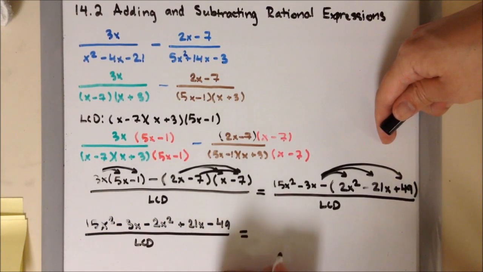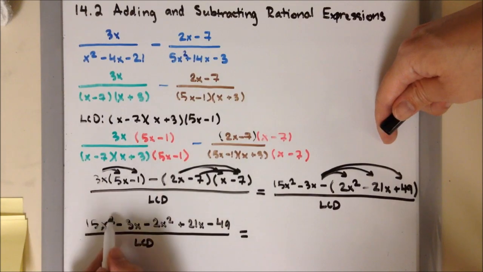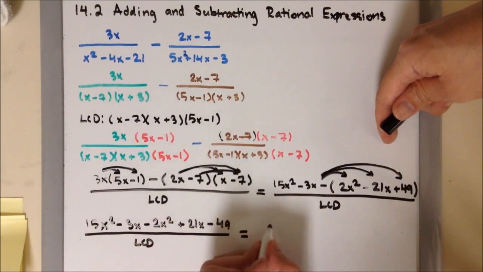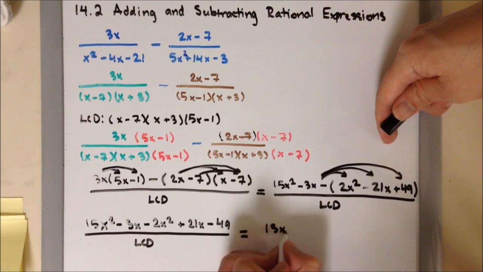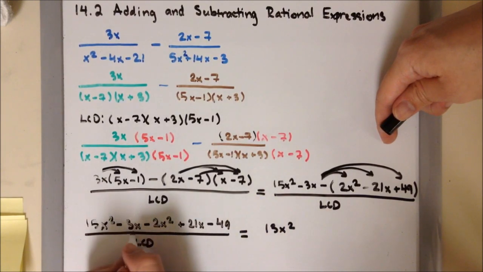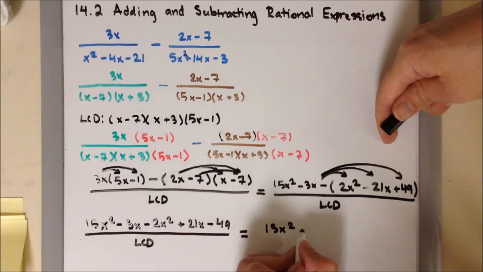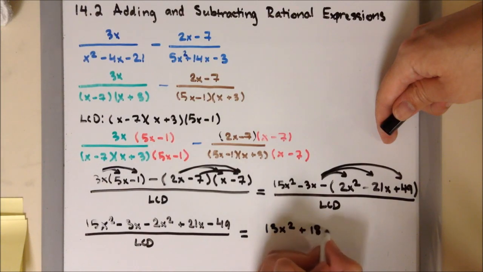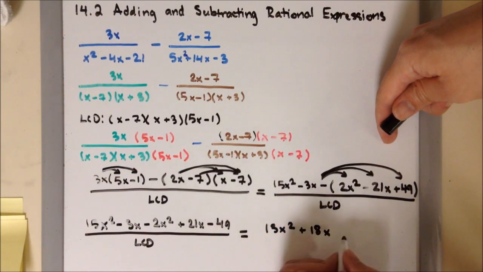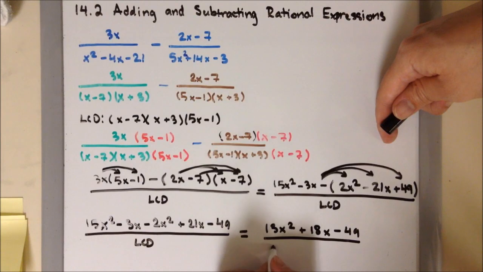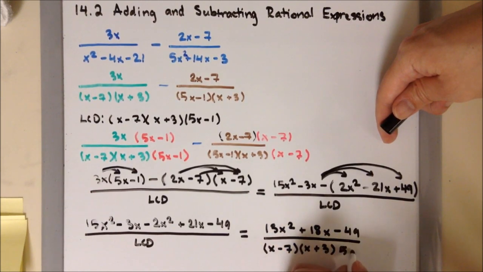Now, I'm going to combine like terms in the numerator. So 15x squared minus 2x squared will be 13x squared. Negative 3x plus 21x will be plus 18x. And then I only have one constant term, which is the minus 49. Over my LCD, so my LCD is x minus 7, x plus 3, and then 5x minus 1.